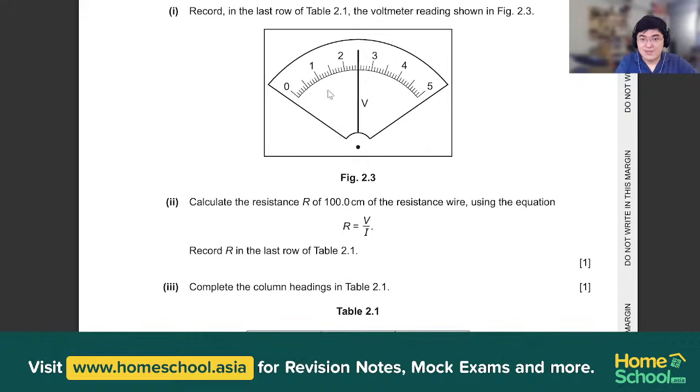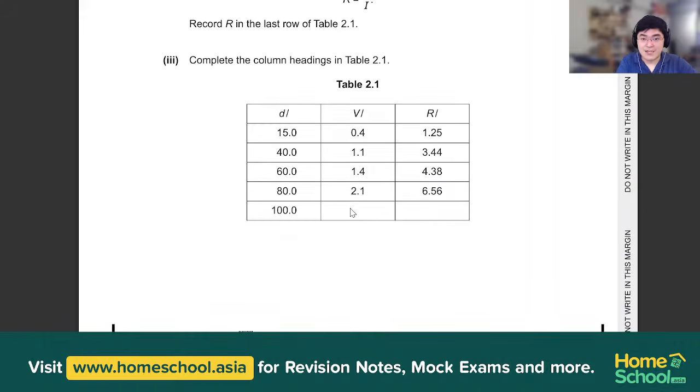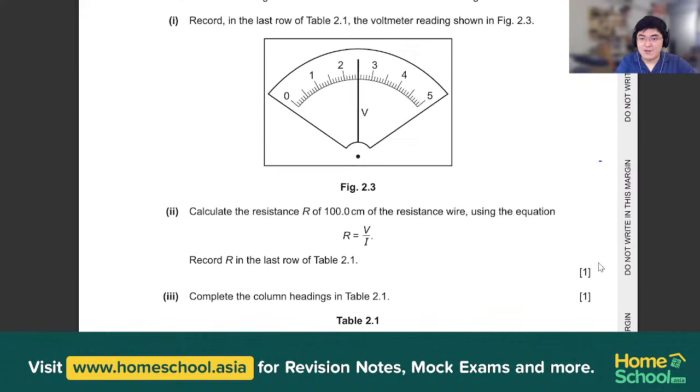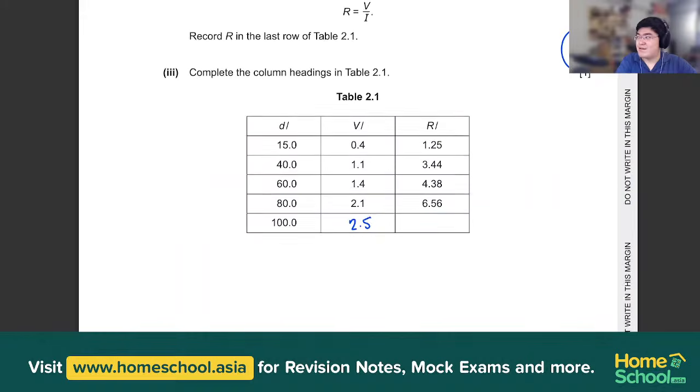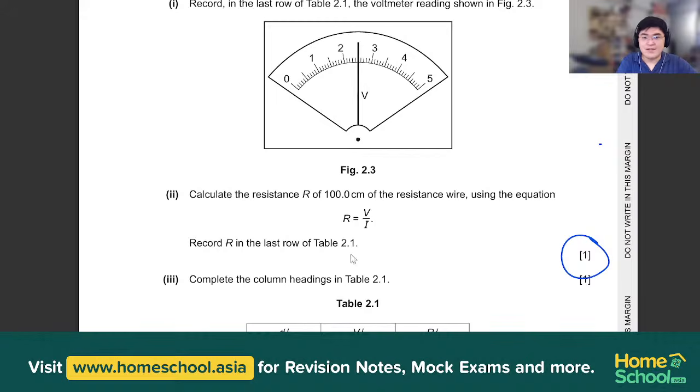Now that this is determined already, we are to record the value of the voltmeter down in table 2.1. So let's write it down: 2.5 volts. Okay? Pretty straightforward. And that gets you your 1 mark. You get your 1 mark if you write the correct number down in here. Okay? Very good.